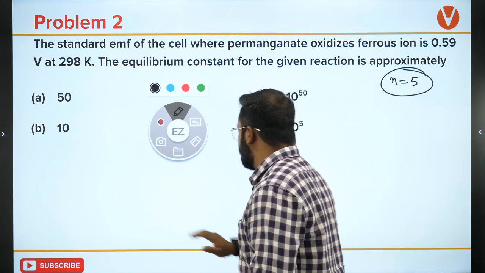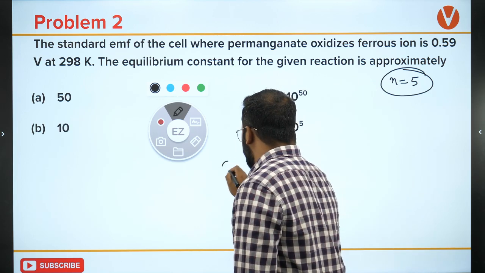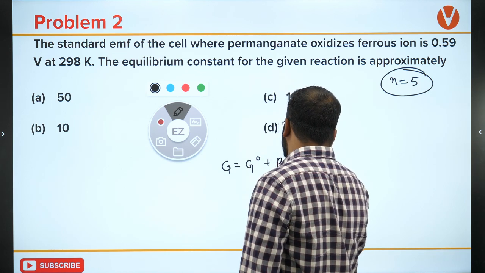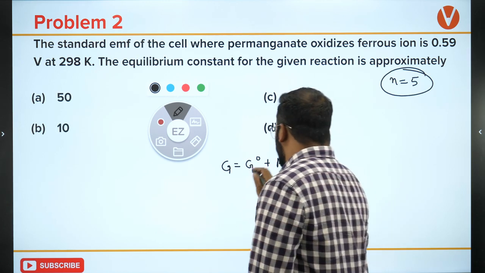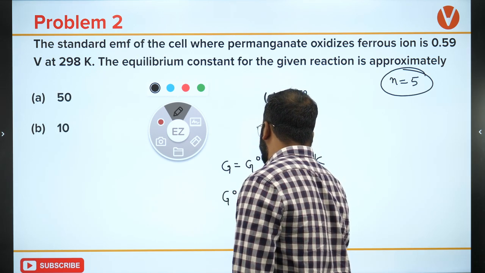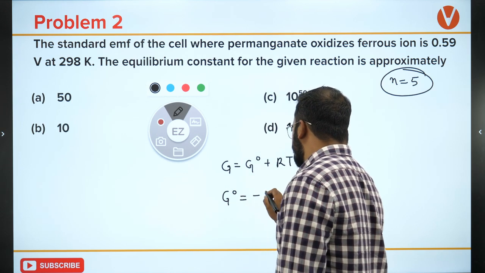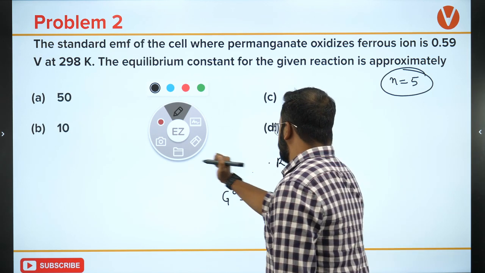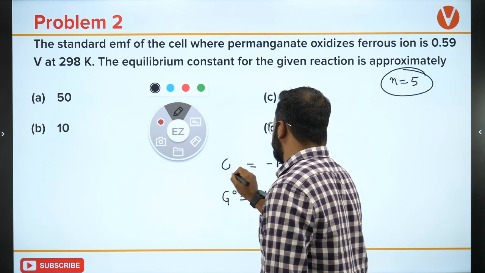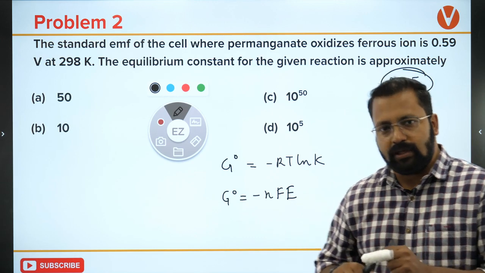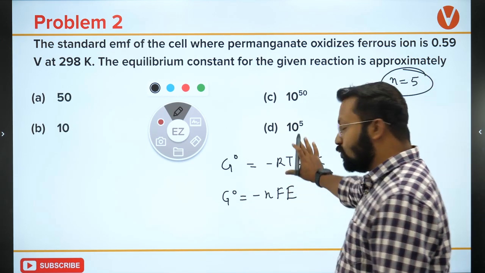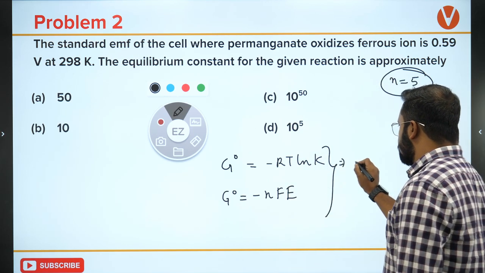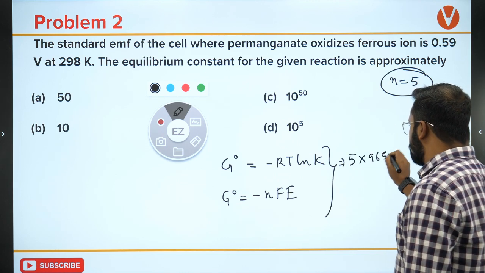So we have two equations. I know that G is equal to G naught plus RT ln K. Also, I know that G naught is equal to minus N F E. So, I can write this. I have to equate these two things. How would I write them? N represents the number of electrons, so that will be 5. F is 96500.